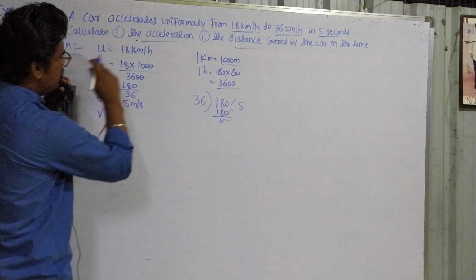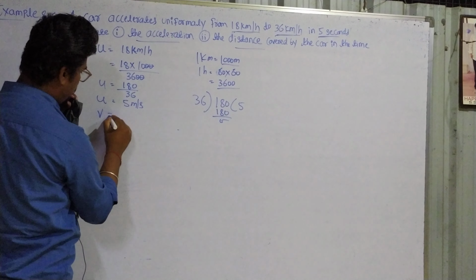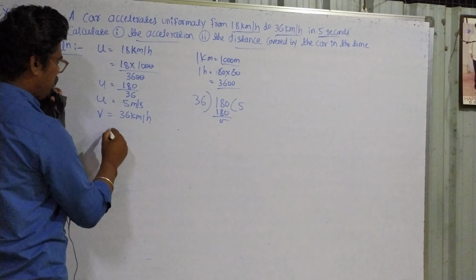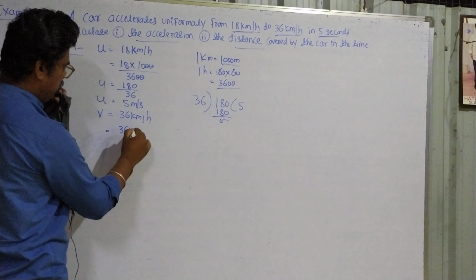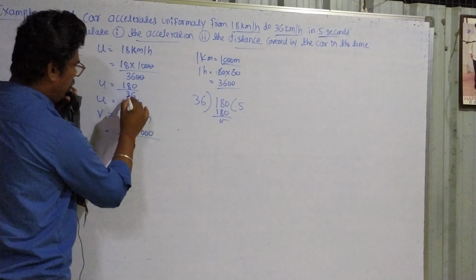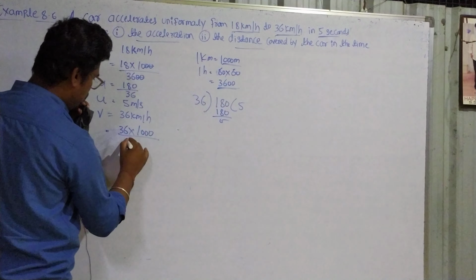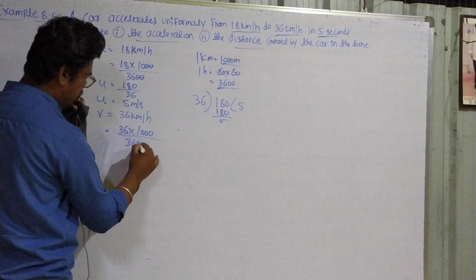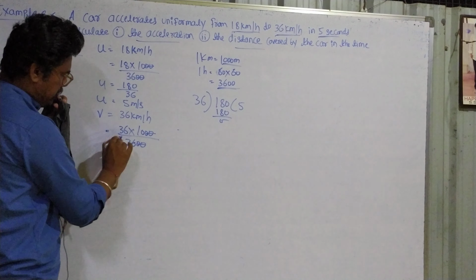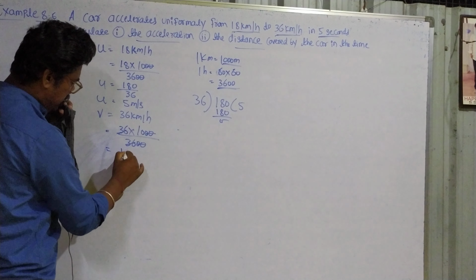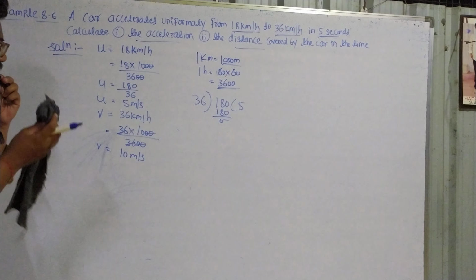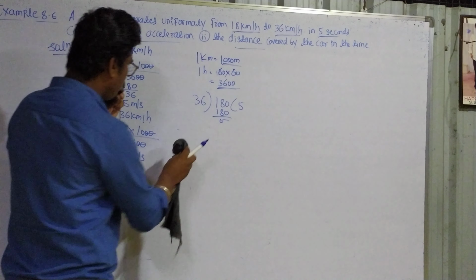Next, what about the final velocity? Again it is 36 km per hour. Same, you have to convert it: multiply by 1000 to convert into meters, and the time is 1 hour, which is 3600 seconds. Here 20 is cancelled, 36 is cancelled, and what remains is 10. So the final velocity is 10 meter per second.